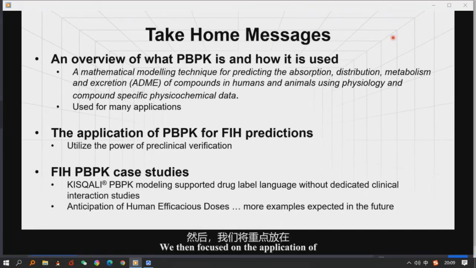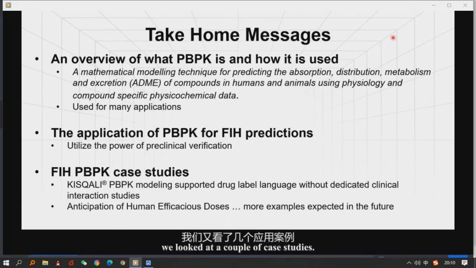We then focused on the application of PBPK for first-in-human predictions. And I would like to highlight here that you really need to utilize the power of preclinical verification. Can you adequately and accurately predict the PK profiles in the preclinical species? And if you can, you've got the most confidence you can have when you apply PBPK for first-in-human predictions.